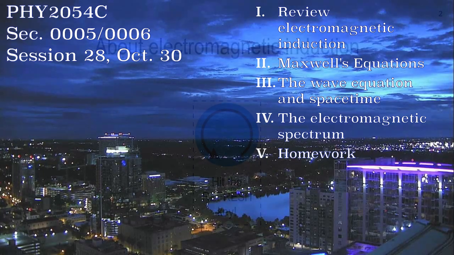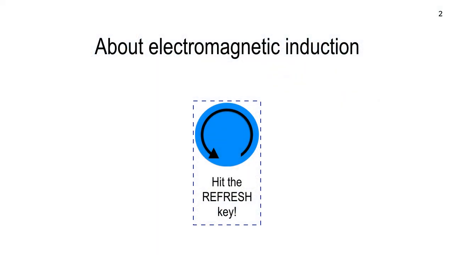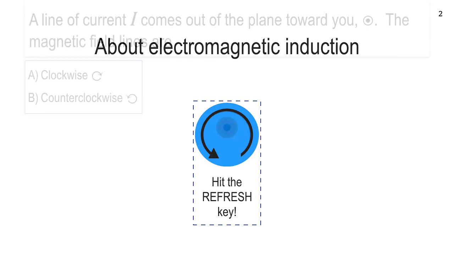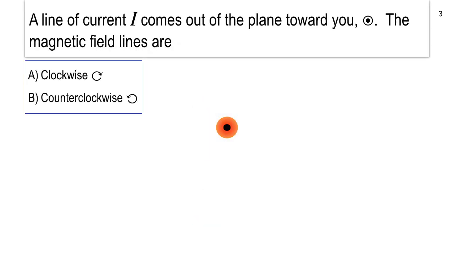But let's do some electromagnetic induction clicking. Get your clicker ready. The first few are multiple choice, so just click in and answer. A line of current I comes out of the plane toward you. A dot.